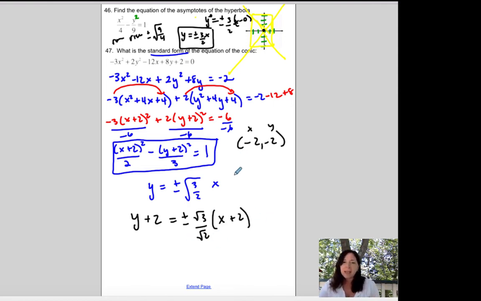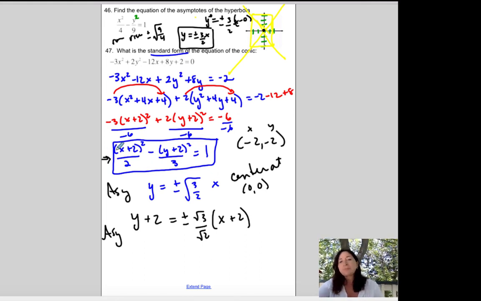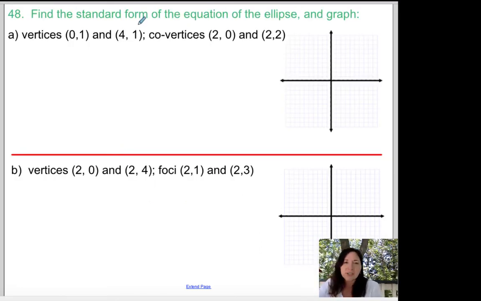Just keep in mind, if my center was at 0, 0, this would be the equation of my asymptotes. But because my center is not at 0, 0, my equation of my asymptotes would be this. But the actual question says just what's the standard form? So the standard form is that right there. So the next question says, find the standard form of the equation of the ellipse and graph.